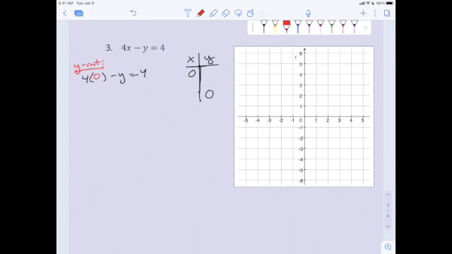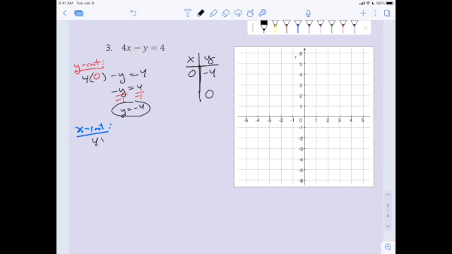When I put in 0 here, right, that part's just going to drop right out, and you're going to be left with negative y equals 4. So that just means you have to divide by negative 1. And y is equal to negative 4. There we go. To find my x-intercept, again, this might be something you can just do in your head. I'm going to put in 0 for y, so you're going to be left with 4x equals 4, so x is going to be 1.